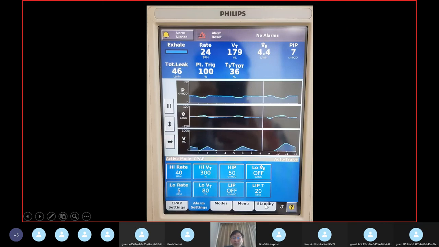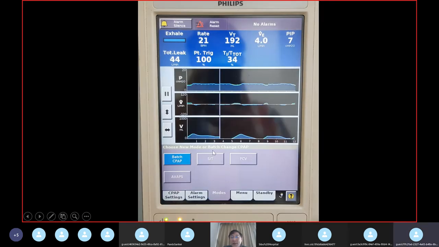What do the lower buttons mean? Alarm: this is a touch screen, and when you press here, it shows you the alarms that you can set. The high rate, the low rate, high tidal volume, low tidal volume, high inspiratory pressure, low inspiratory pressure, the inspiratory time, and also the low inspiratory time, the low inspiratory volume, and minute volume.